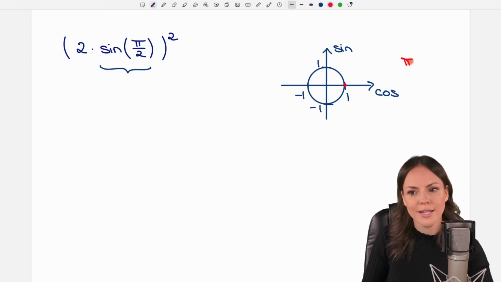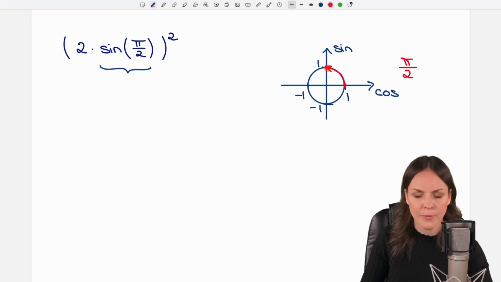No, we are not interested in pi. We are still interested in pi over 2. Okay, so we take half of pi then. So half of a half circle, what is that? It's a quarter circle. So we only go up till here at this point. This is a quarter circle.